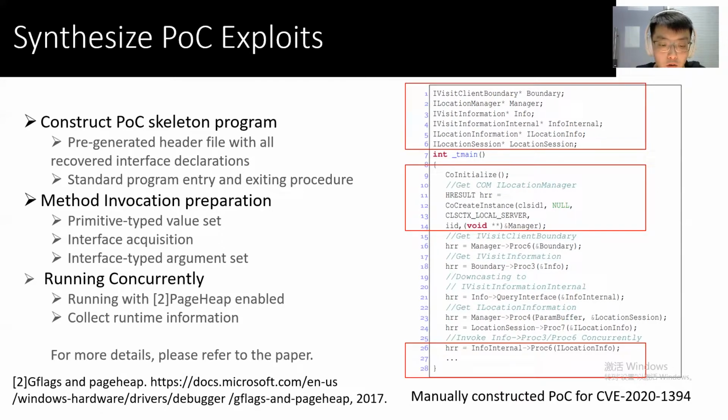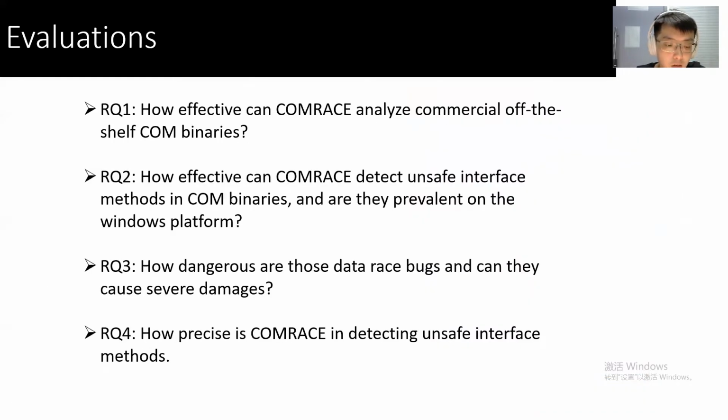For primitive values, we set a randomly chosen initial value. For interface-typed values, we traverse the interface dependency graph to generate a sequence of method calls to get the interface-typed argument instance. Then, after the PoC program is compiled, we run it concurrently with PageHeap enabled and collect the runtime information. Evaluation. We evaluated the effectiveness of COMRace on Windows operating systems and the ReactOS system.